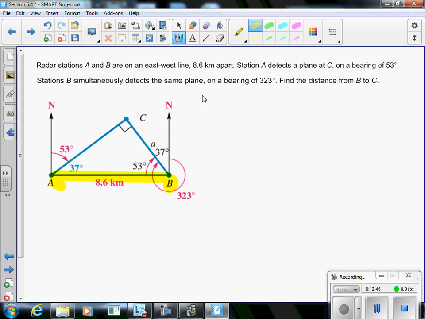Station A detects a plane at point C, and it's on a bearing of 53 degrees. So I'm going to be at point A because my bearing was given just with degrees. I'm going to start at due north. I'm going to rotate clockwise 53 degrees, and that's where my plane is with a bearing to point C.